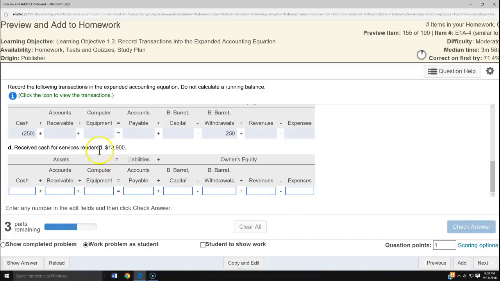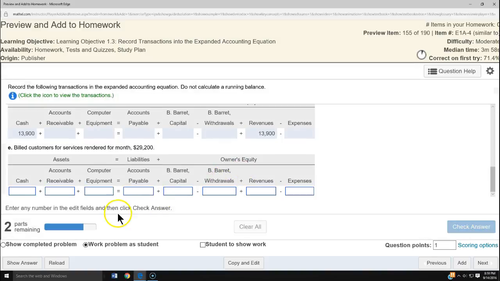Next one here, received cash. That's a revenue transaction. That's what we're in business for, to sell our services. So in chapter 2, we're going to be debiting cash to add to cash, 13.9. And you'll have a separate revenue account coming up in chapter 2. It's an addition to the revenues. So that's 13.9. So it's a plus and a plus, keeping the equation in balance at all times.